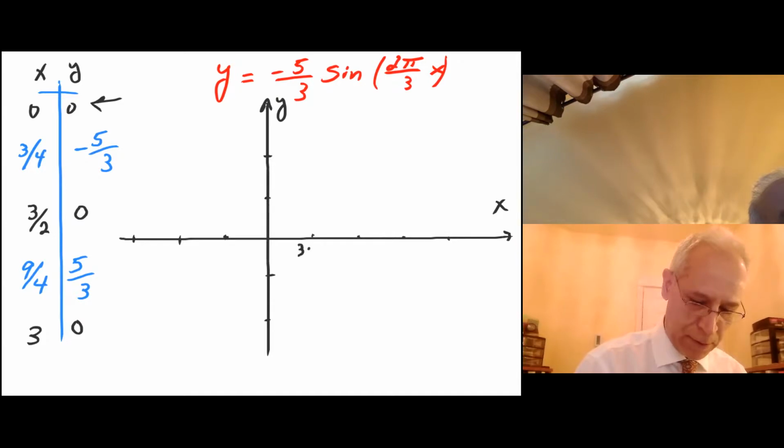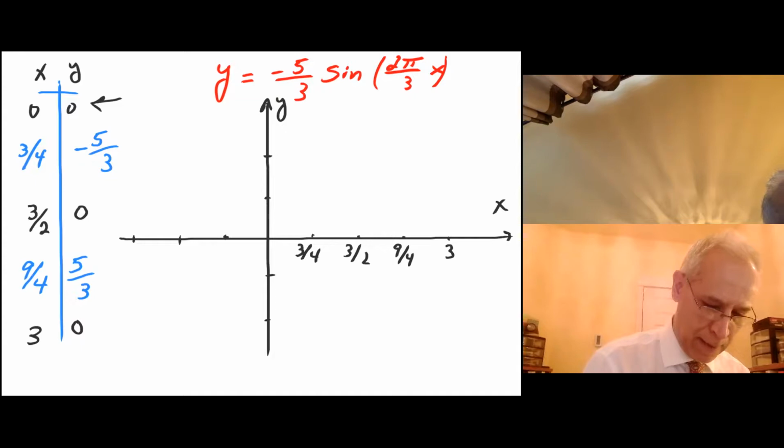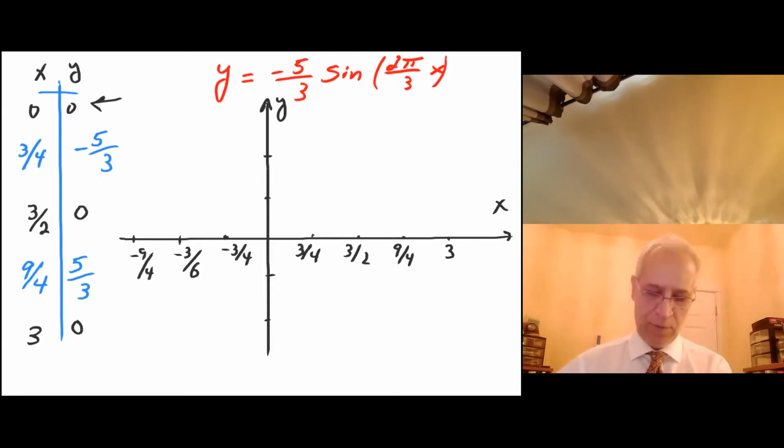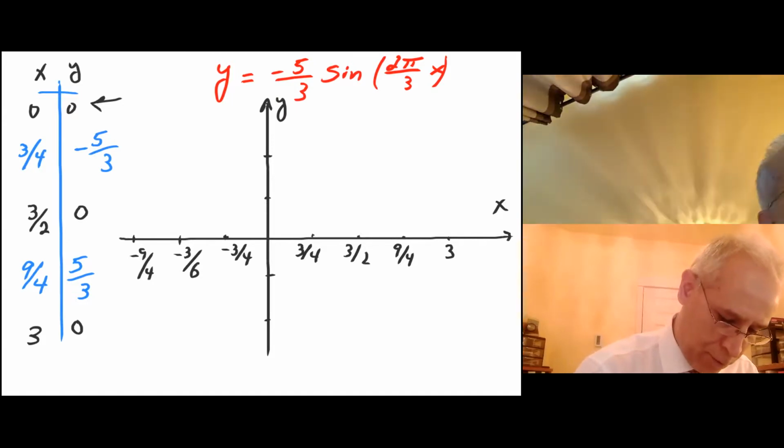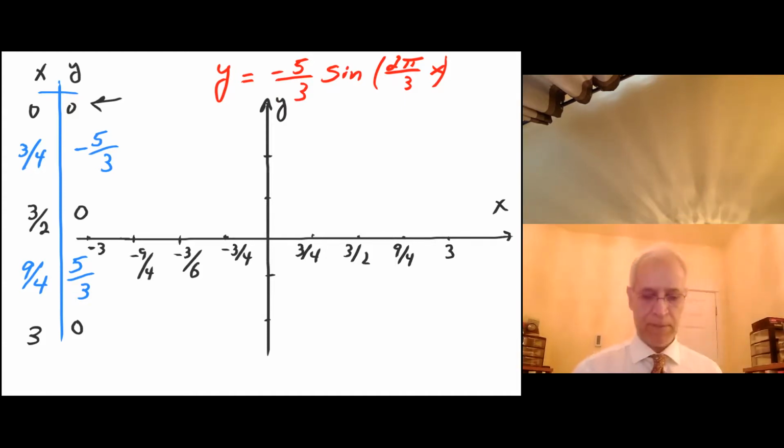Let's say that this is 3/4, 3/2, 9/4, 3, and go to -3/4, and go to -3/2, -9/4. Oh, I need one more value. I didn't do so good with the room that I have in my iPad. So let's say here is my -3.